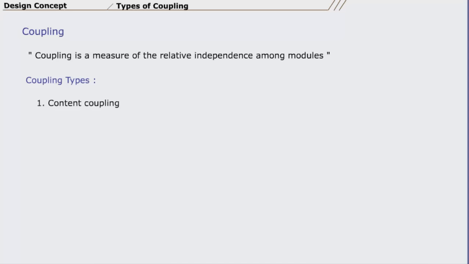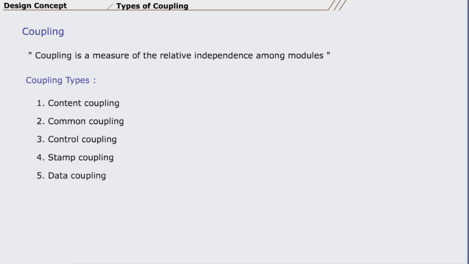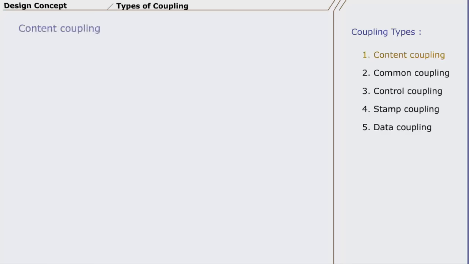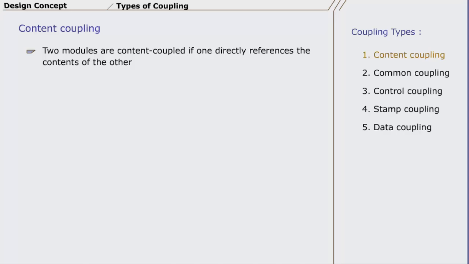Number 1, content coupling. Number 2, common coupling. Number 3, control coupling. Number 4, stamp coupling. Number 5, data coupling. Number 1, content coupling. Two modules are content coupled if one directly references the contents of the other. For example, module P refers to local data of module Q in terms of some numerical displacement within Q.